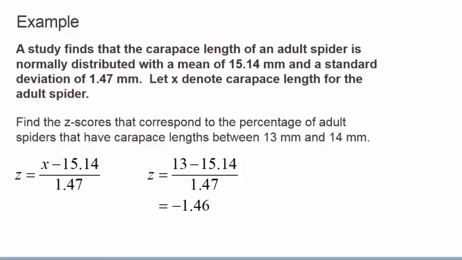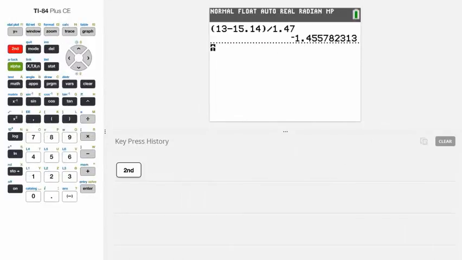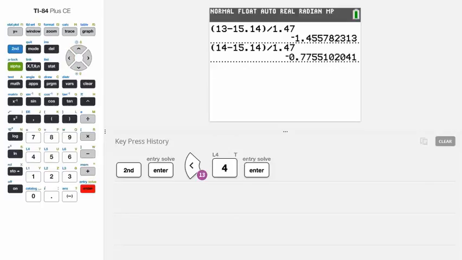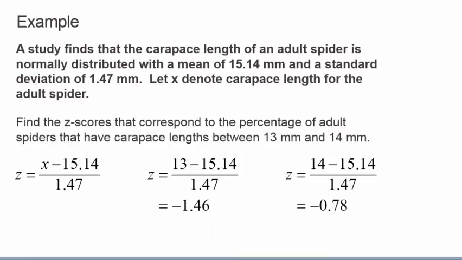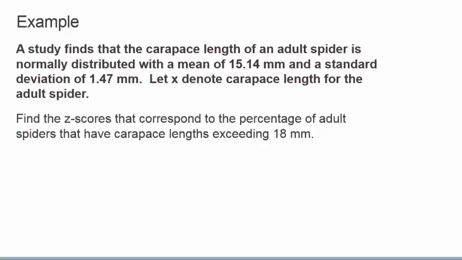Using the standardized version of x, I want to substitute in 14. Z equals 14 minus 15.14 divided by 1.47. Going to my calculator, I want to press second, then enter to get what I just typed in. Using my left arrow, I'm going to highlight the 3 in 13 and change it to a 4, then press enter. Then I want to round to 2 decimal places, and my answer is -0.78. The area is between -1.46 and -0.78.